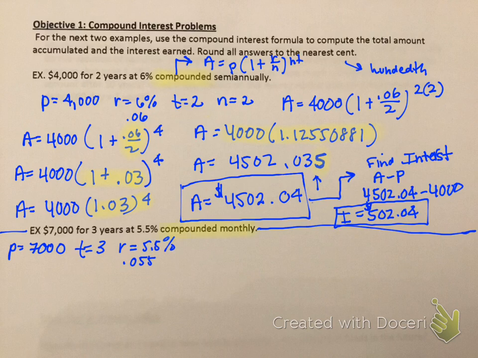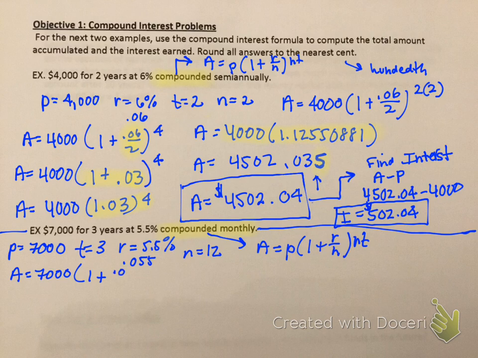Compounded monthly, so N equals 12. And because it says compounded, I'm going to use the formula A equals P times 1 plus R over N raised to the NT. Okay, so if you put that in there, amount equals 7,000 times 1 plus the rate, 0.055, over N, which is 12, raised to the NT, 12 times 3.